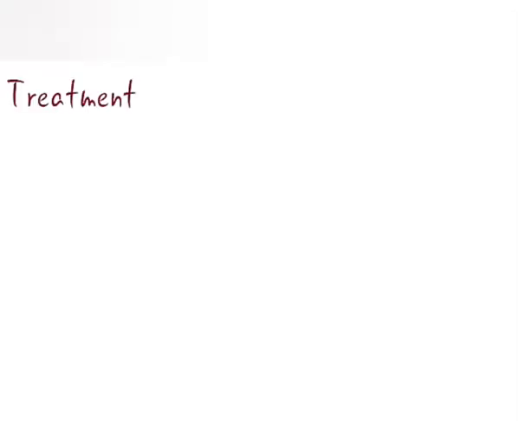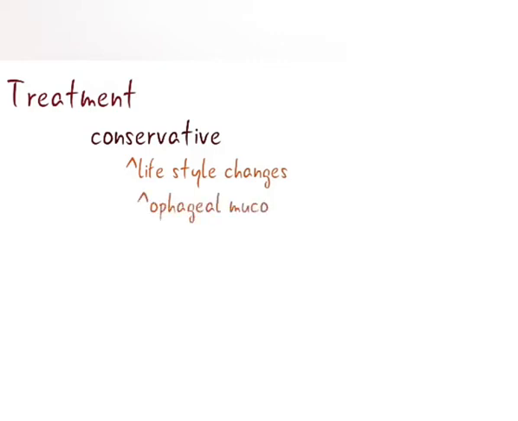Now we will see the treatment. The treatment first is conservative. If the conservative treatment fails, then we will go for surgery. The principles of treatment are lifestyle changes. The lifestyle changes include decreasing weight, diet control with increasing intake of protein and decreasing consumption of fat and sugar, decreasing alcohol and tobacco consumption. The next principle is esophageal mucosal protection.